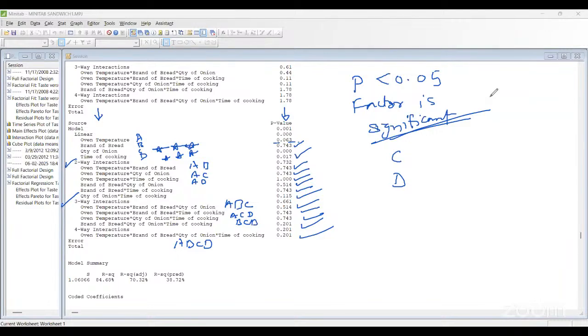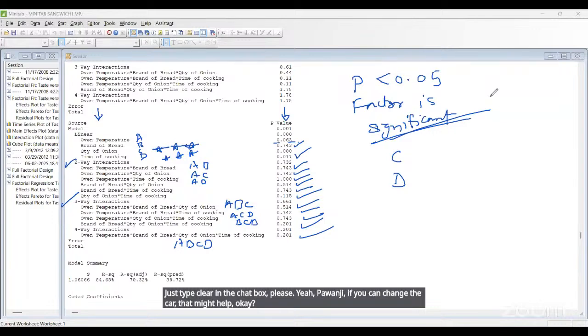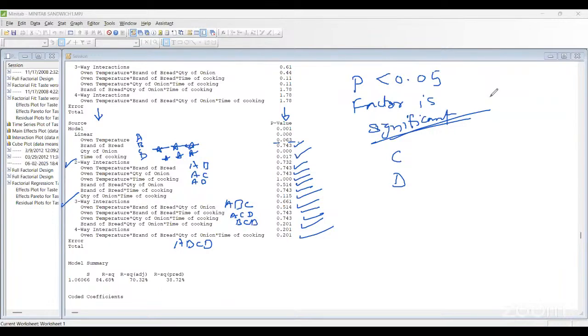Just type clear in the chat box, please. Yeah, Pavanji, if you can change the car, that might help. Okay. Clear. Just give me yes. Super yes.